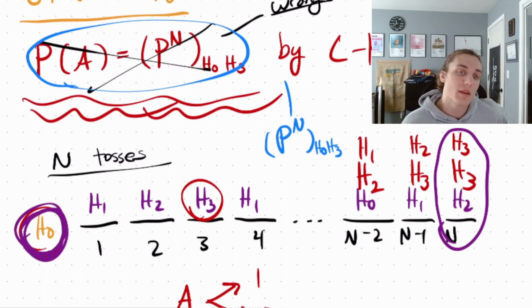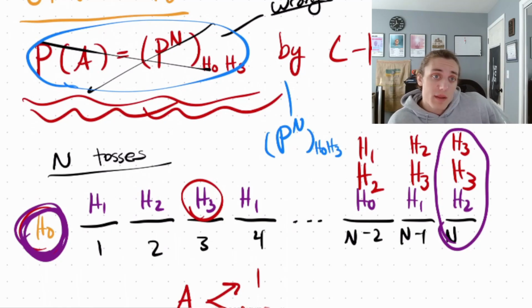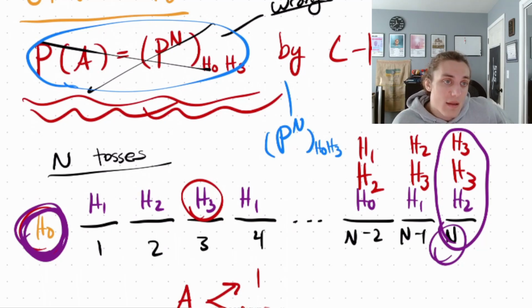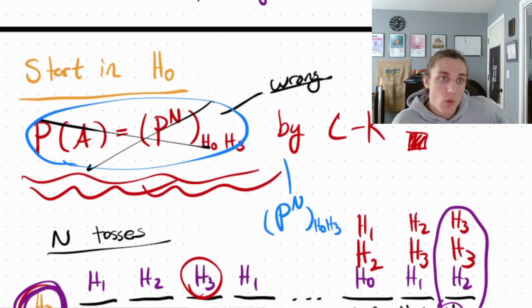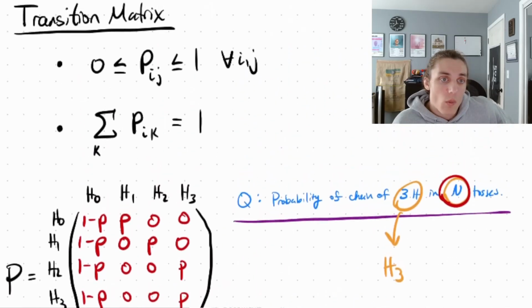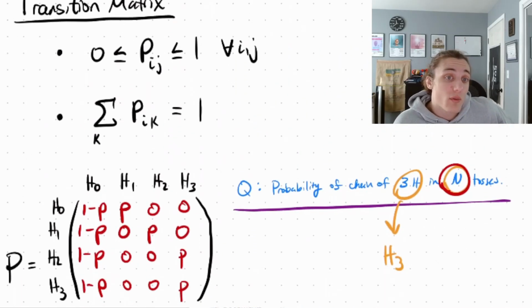What is the probability of transitioning given we start in H0 to H3 after N steps? All right? That means that we're ending on a chain of 3 heads. What's the probability we end on a chain of 3 heads in N steps? That is not the question. The question is, what is the probability of a chain of 3 heads ever occurring in these N tosses?